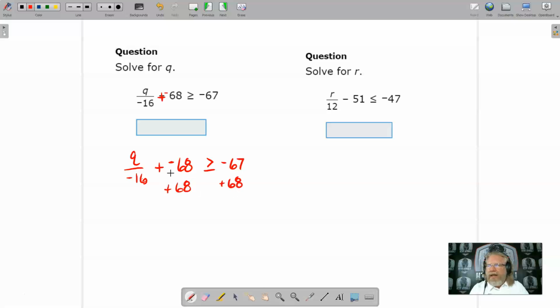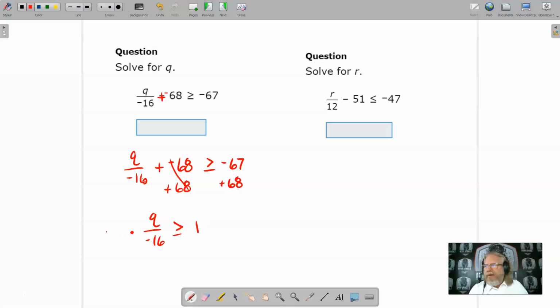This is why I like it that way, so I realize that this is negative 68, and I'm adding a positive 68 so that they cancel. And I end up with Q over negative 16. I have my greater than or equal to, and negative 67 plus 68 is going to be positive 1.